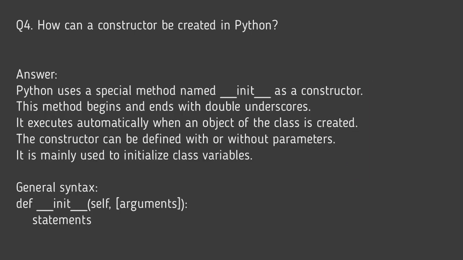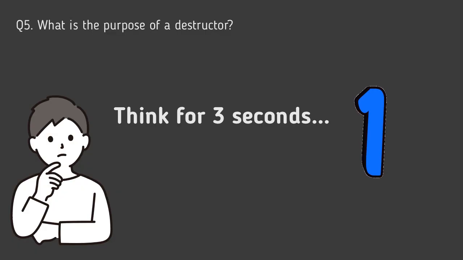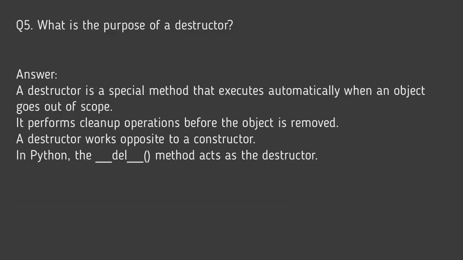In Python, the special method init acts as a constructor and runs automatically when an object is created. A destructor runs automatically when an object is removed from memory and is defined using the del method.